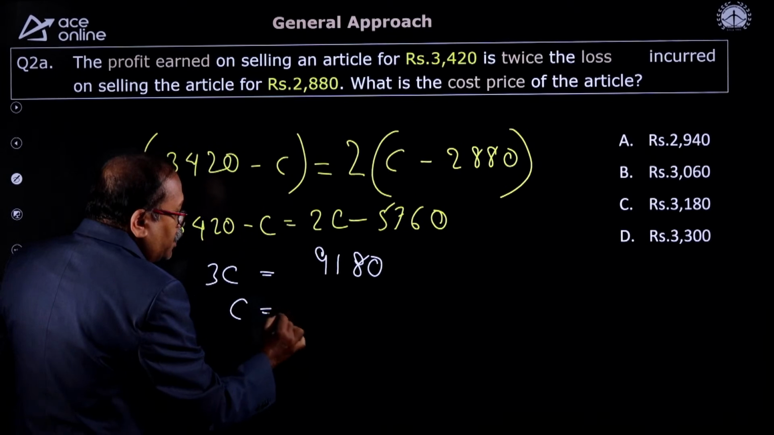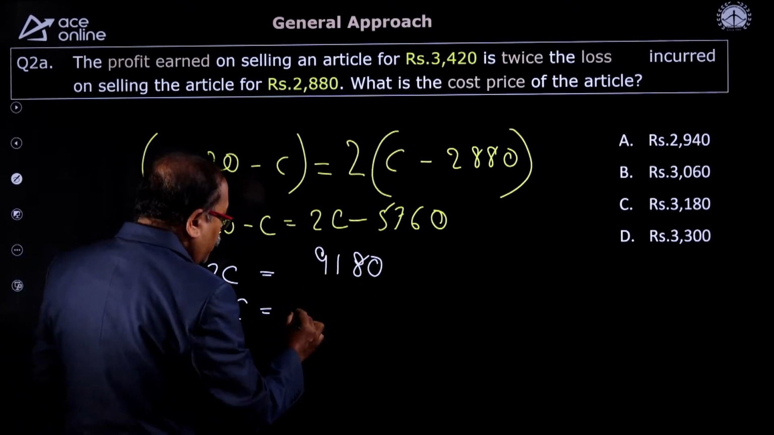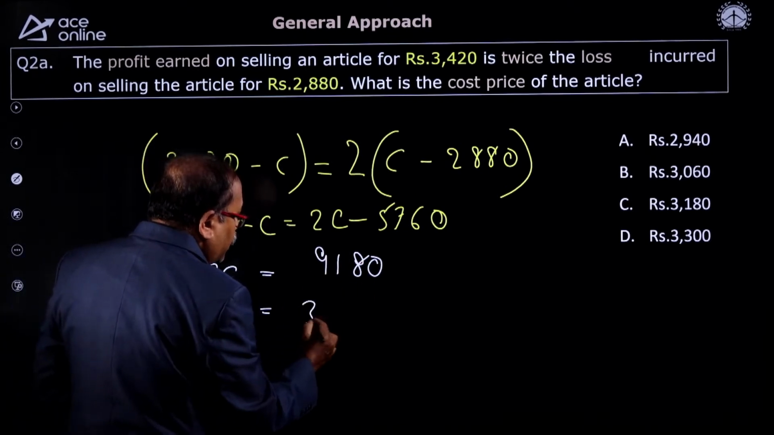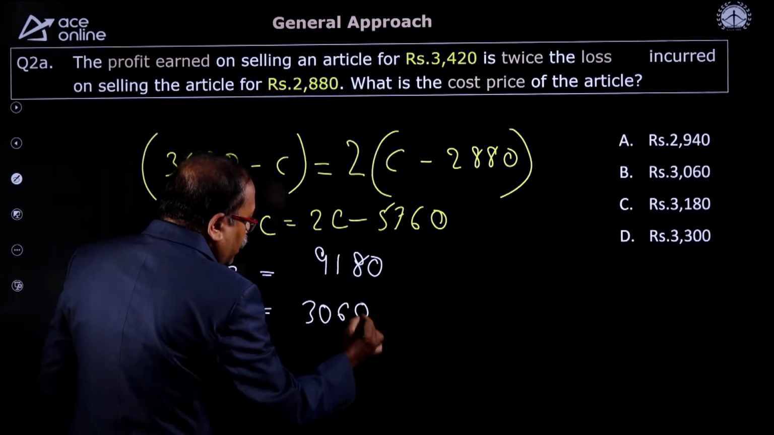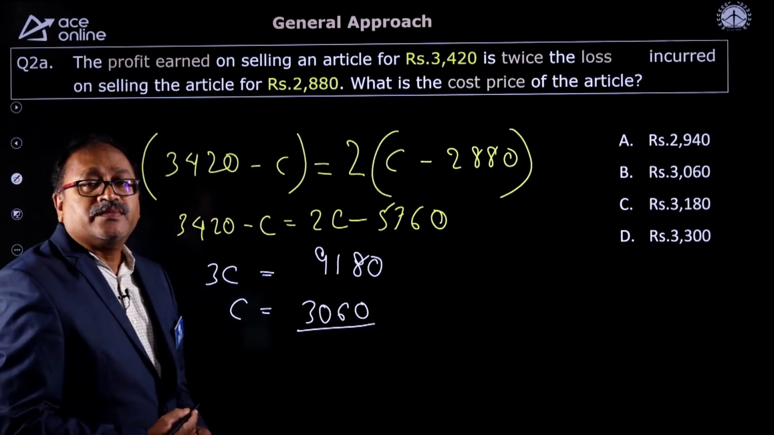So what is the cost price? So divide this by 3. So this gets cancelled how many times? 3 times, and 0 and 6 and 0. This is the cost price.